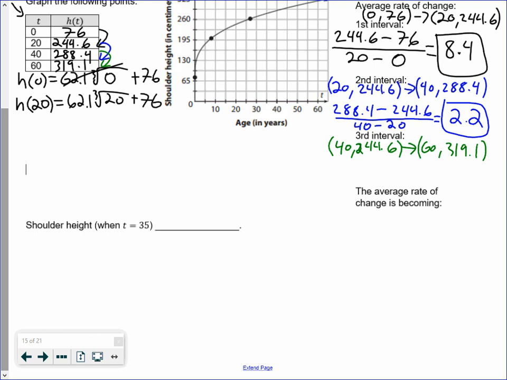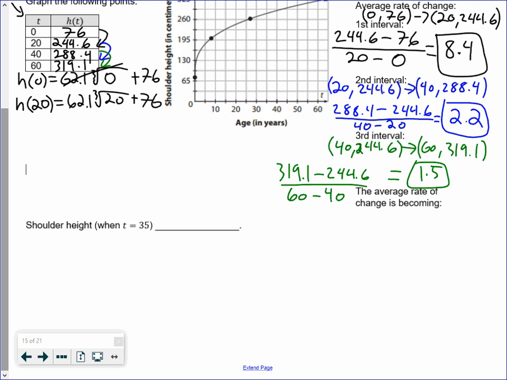We'll use our average rate of change formula again. That's what we have to do to figure out our average rate of change. So it's our second y value of 319.1 minus our first y value of 244.6, all over x2, which is 60, minus x1, which is 40. The second x value and the first x value. We put this all into a calculator, solve it out, round it to the nearest tenth. You're going to get 1.5. That's the average rate of change of this interval.